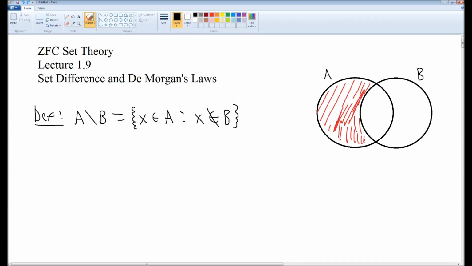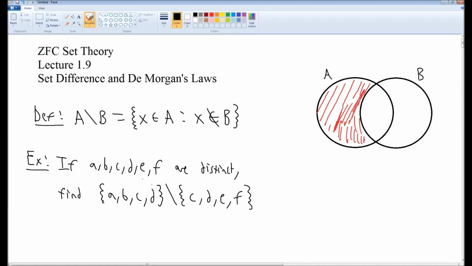As long as A and B exist as sets, then we know this set has to exist too by the axiom schema of separation. In this case, this part right here would be our P of X. If you don't know what that is, go watch that lecture first.